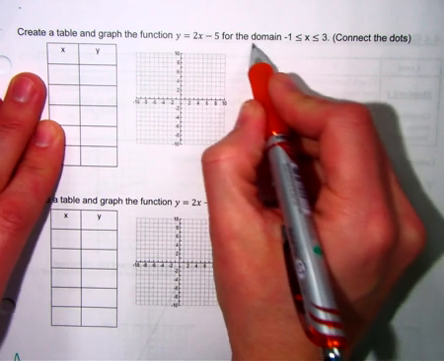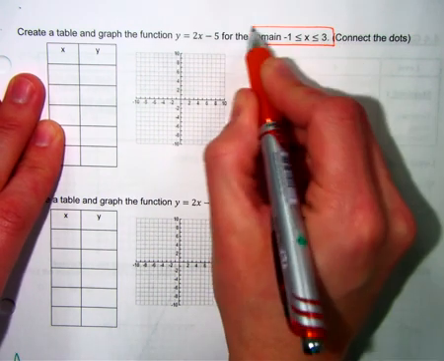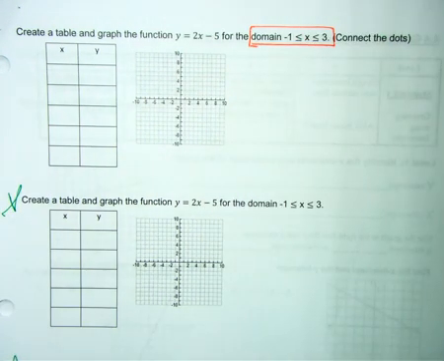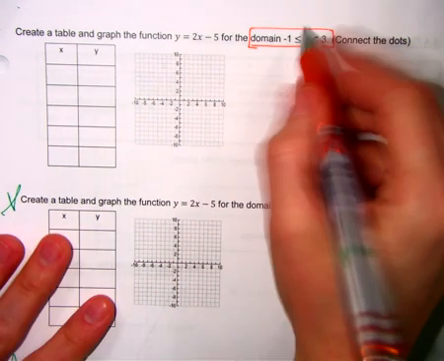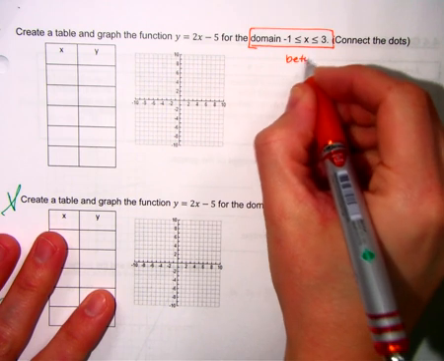Here's the difference right here. This is the only domain we have not talked about. Your domain, hopefully you know what that means. If I asked you to read that to me, would you know to say that x needs to be between -1 and 3? Because that's what we have said several times. When we see this, it means between.